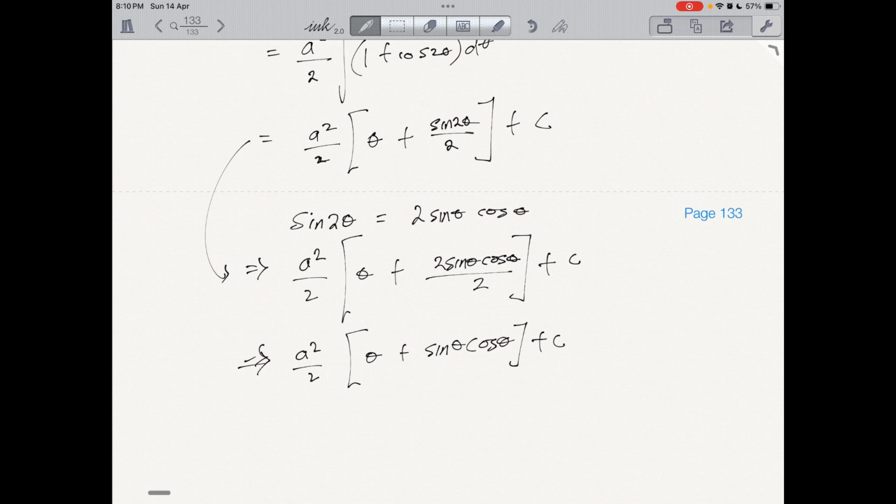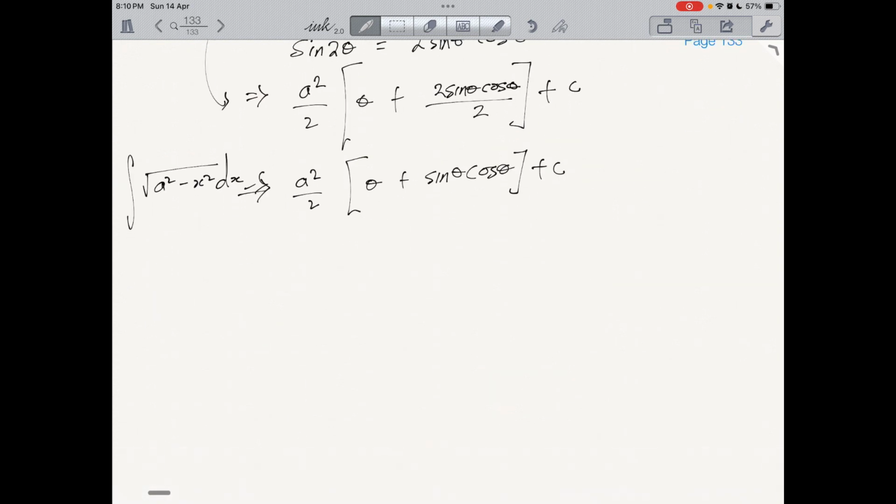This is the format of the answer of integrating the square root of a squared minus x squared with respect to x. However, the work is not yet complete because we have to find the terms for sine theta and also for cos theta. We recall that the substitution we are making is x is equal to a sine theta. Therefore, sine theta in this case is equal to x over a. Also, theta in this case is equal to arc sine of x over a.